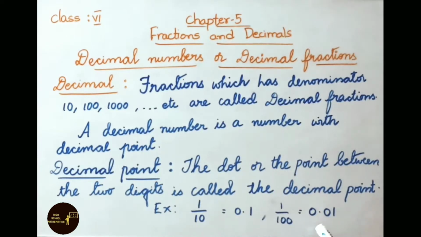Let us see another example, 1 by 100. Here also the denominator is 100, so this fraction is called a decimal fraction. And this can be written as a decimal number by placing the decimal point. See here, 1 by 100 means 0.01.